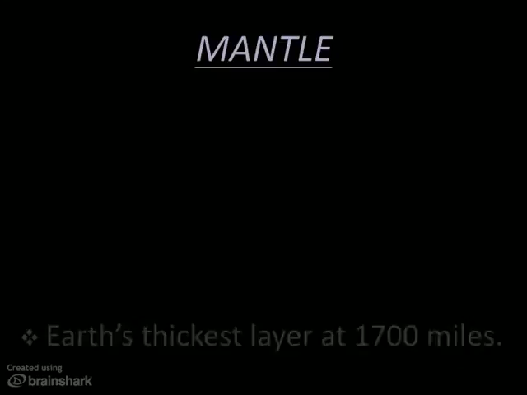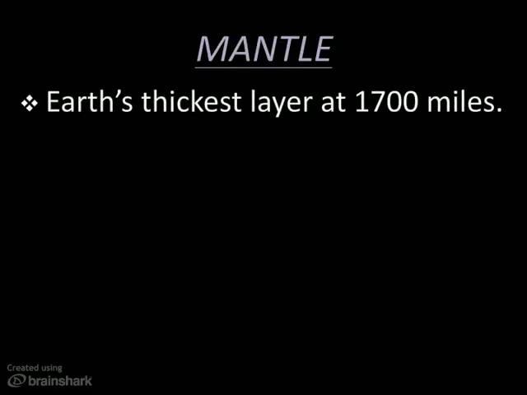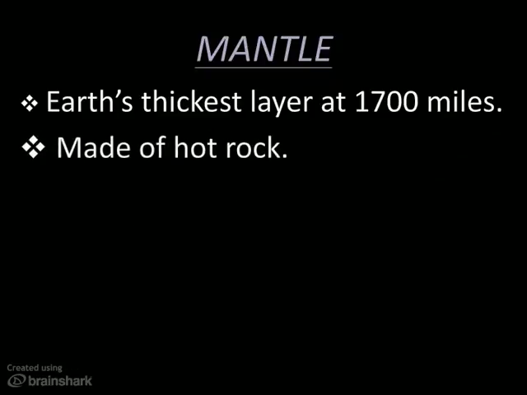Our next layer is the mantle. The mantle is Earth's thickest layer at 1,700 miles. And it is made of hot rock. So it's not solid rock like the crust, but it's not a liquid. It's somewhere in between.